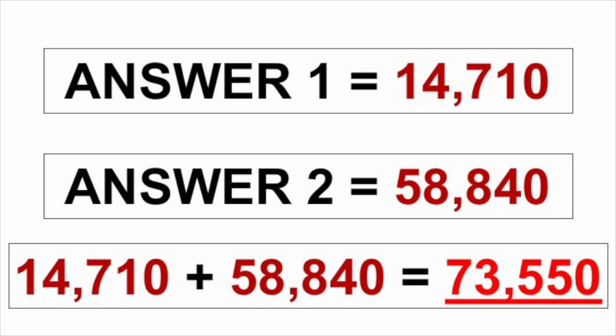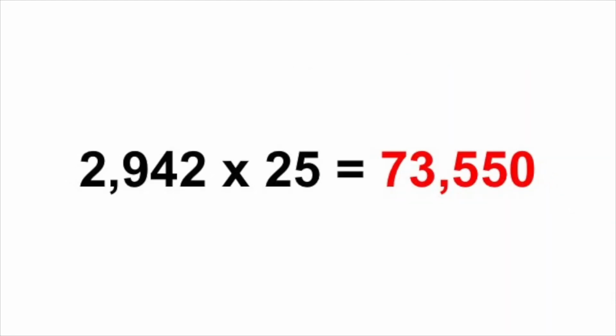73,550 is our final answer. So well done, guys. We can say 2,942 multiplied by 25 equals 73,550. And that's how we multiply by two-digit numbers.